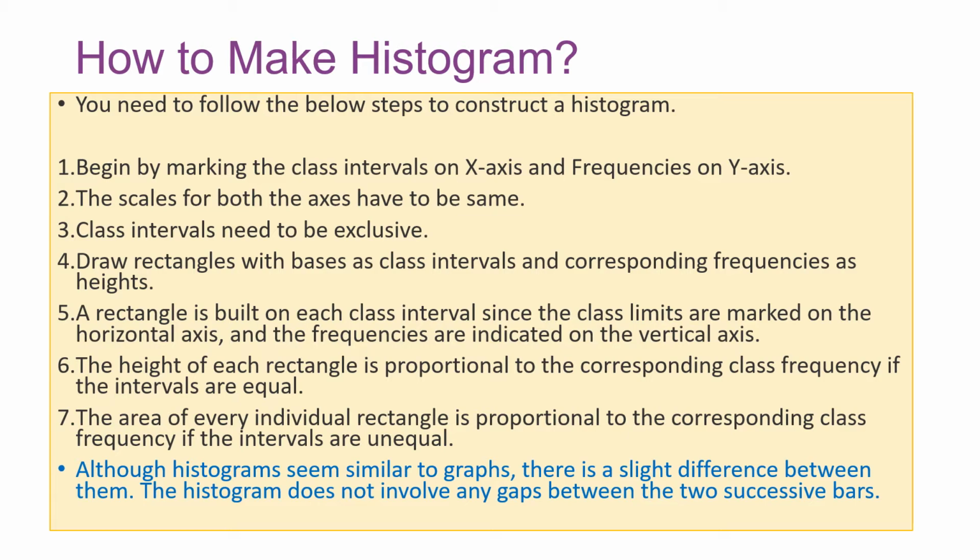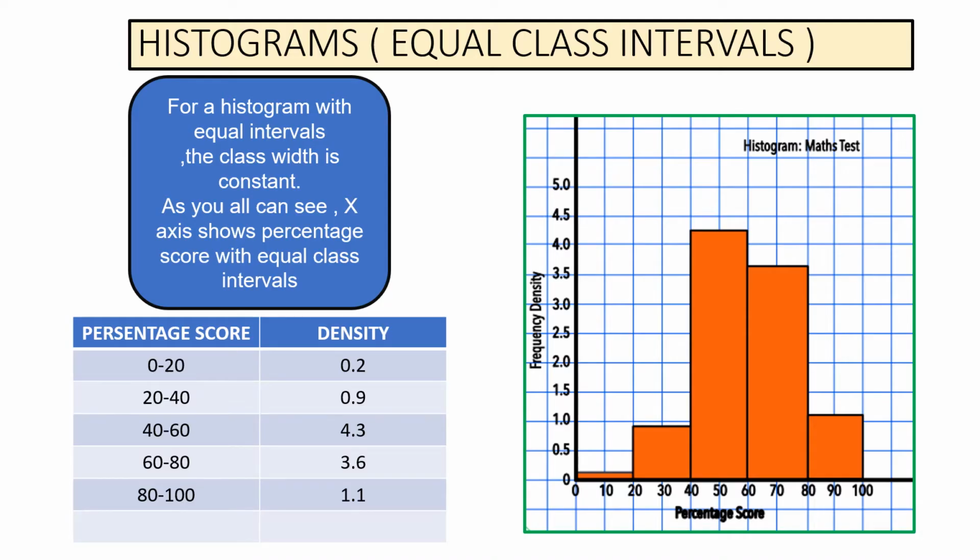Let's have a look at the practical illustration. As you can see, histograms with equal class intervals. For a histogram with equal class intervals, the class width is constant, that is 0 to 20, 20 to 40. We can see over here the class width is 20. The x-axis shows the percentage score, and the density, that is frequency, is plotted on the y-axis. We are going to plot it like this: 0 to 20, 20 to 40, 40 to 60, 60 to 80, and 80 to 100. From 0 to 20, we have a range of 0.2.